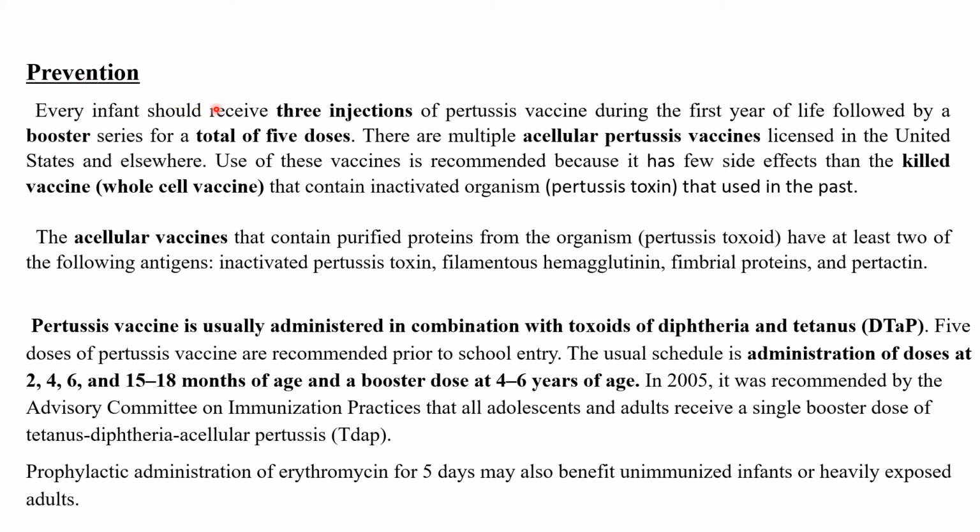Prevention. Every infant should receive 3 injections of pertussis vaccine during the first year of life, followed by booster doses for a total of 5 doses.